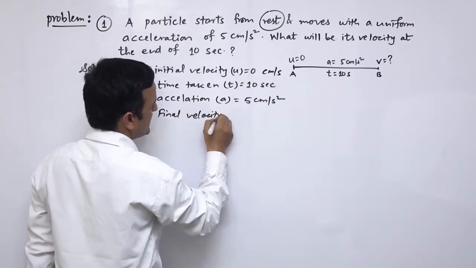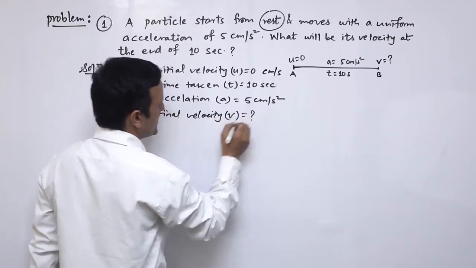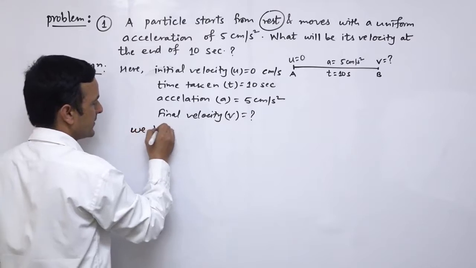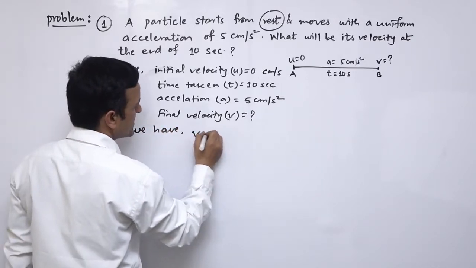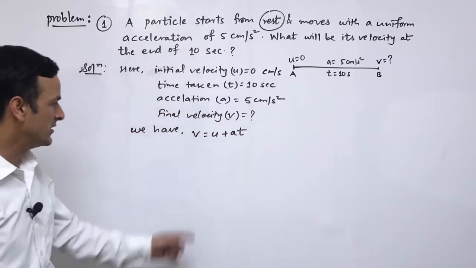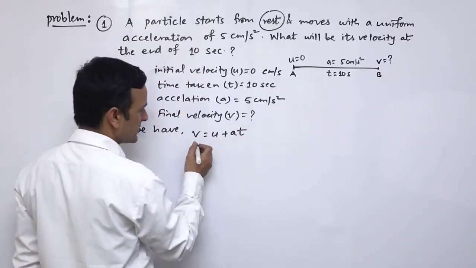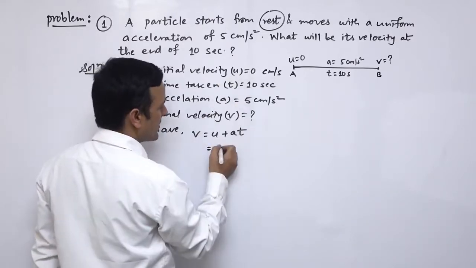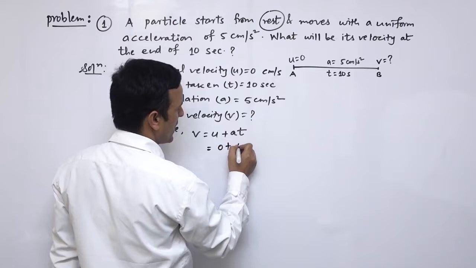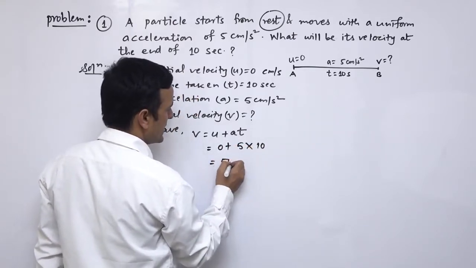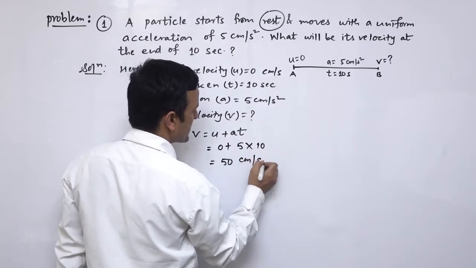Final velocity means it is v. So it is what? So it is the question. So we have v is equal to u plus at. This is the equation of motion which can be used here. So v is equal to this one. This is the formula, and write down the value of u and value of a and value of t. So it will be 50 centimeter per second.